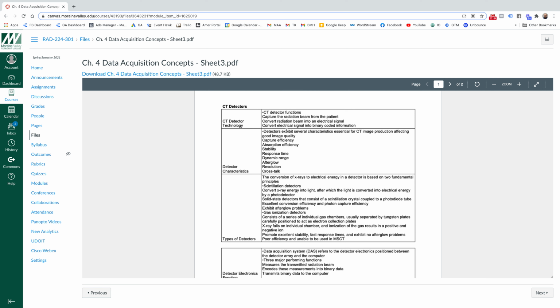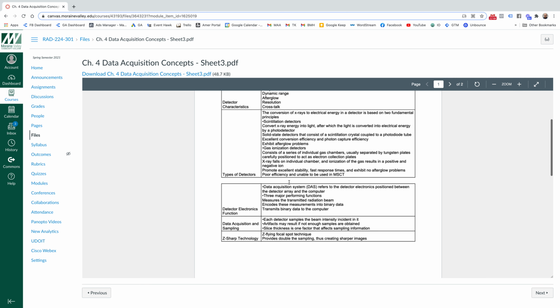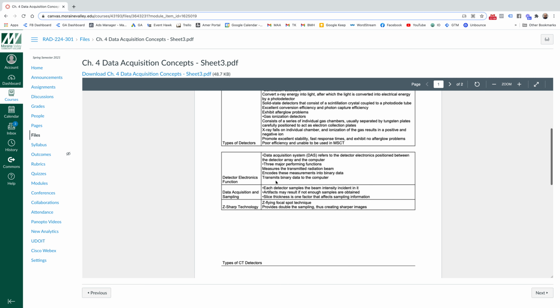Easy, right? Characteristics of the detector. This kind of tells us just a little bit about their characteristics. Know these. Types of detectors. You have a couple different types: scintillation detectors, gas ionization chamber. Detector electronics. So you have the data acquisition system, which is composed of 3 major performing functions. It measures the transmitted radiation beam, it encodes these measurements into binary data, and then it transmits the binary data to the computer.